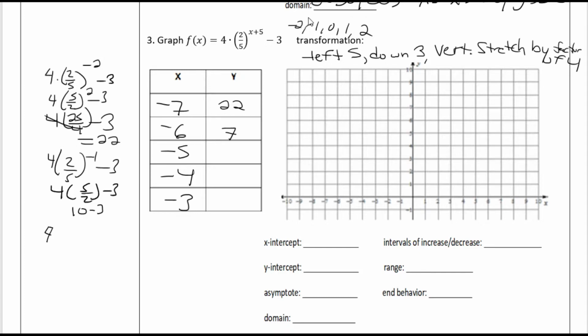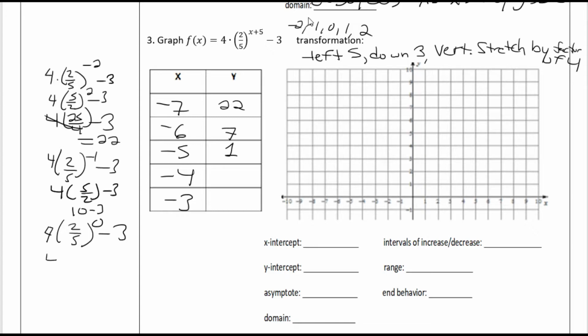Now let's plug in -5. So we have 4 times 2/5 to the -5 plus 5, which is 0, so 2/5 to the 0. Anything to the 0 power is 1. 1 times 4 is 4. 4 minus 3 is 1.